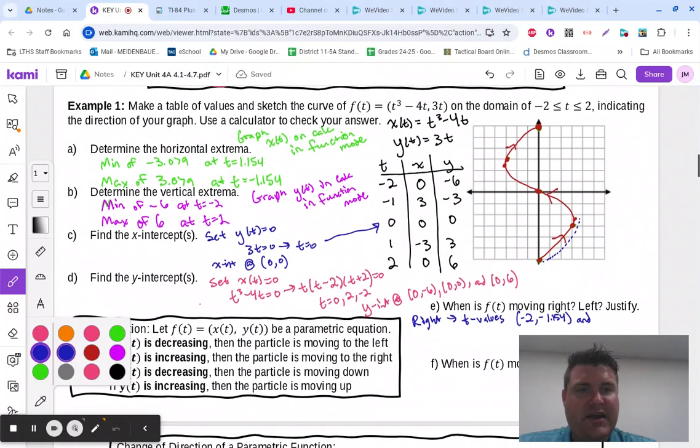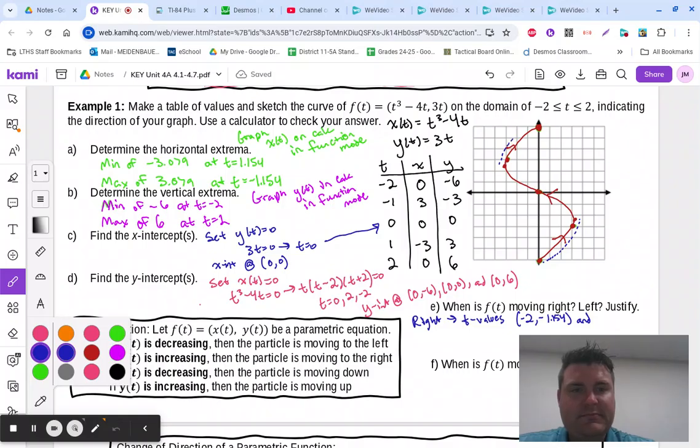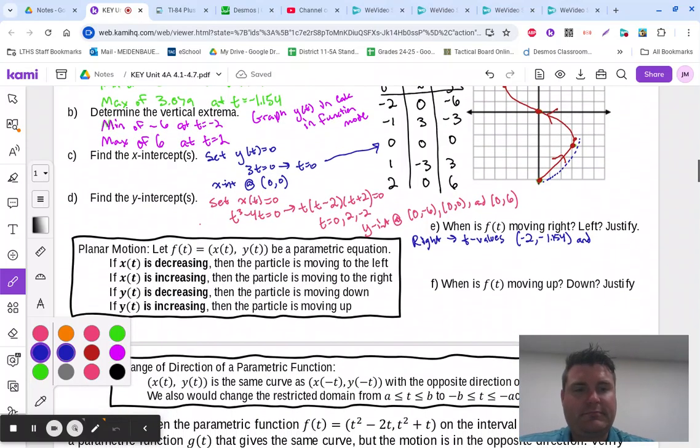And we're moving right again from this minimum right here, which is at 1.154, all the way to 2. And why is that? Because x of t is increasing. Sorry for my poor penmanship.